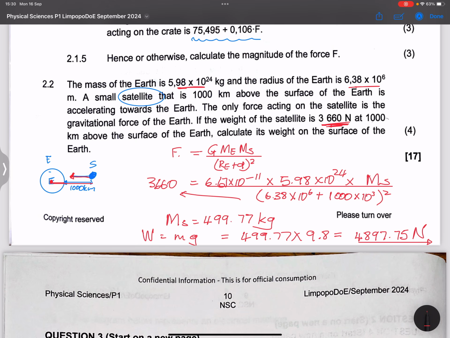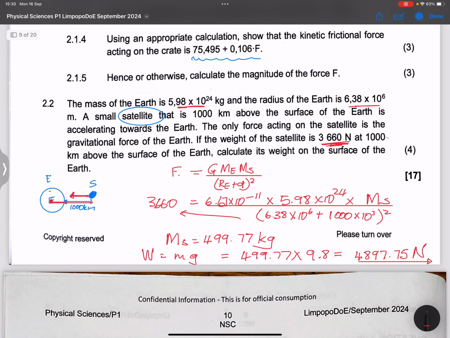Ladies and gents, that is how the cookie crumbles. I hope that you got it in terms of question 2. Really, really interesting. Okay, let's go to the next question.